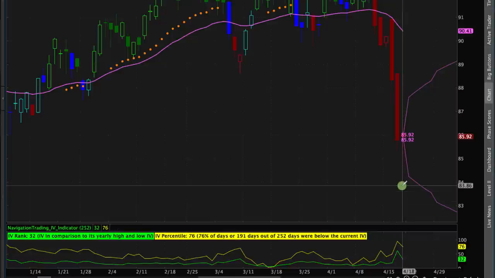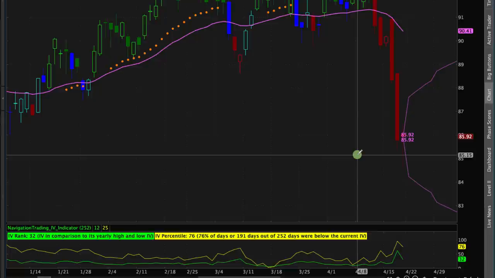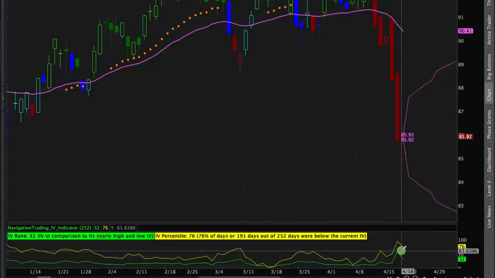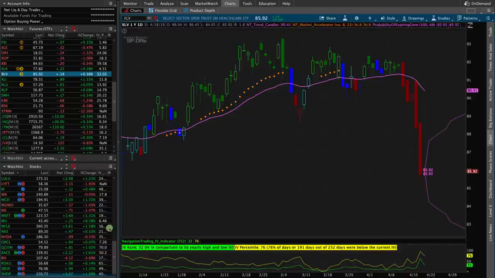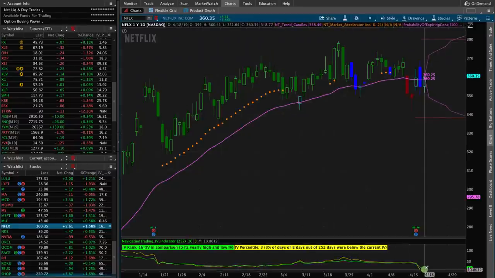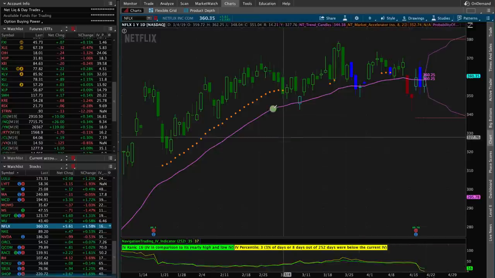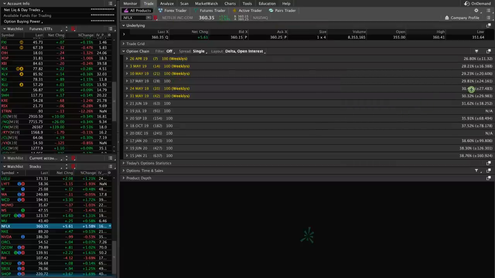So I would much rather be selling premium, you know, selling iron condors, selling iron butterflies, selling strangles and straddles in XLV because the options are more expensive relative to itself. Whereas going back to Netflix, you can see relative to itself, the options are actually very cheap. The implied volatility has gone down, it's contracted. And so even though the monthly implied volatility is between 28 and 31 here, you've got to look at where they are relative to themselves, okay?